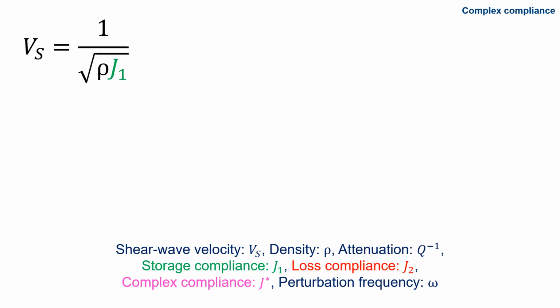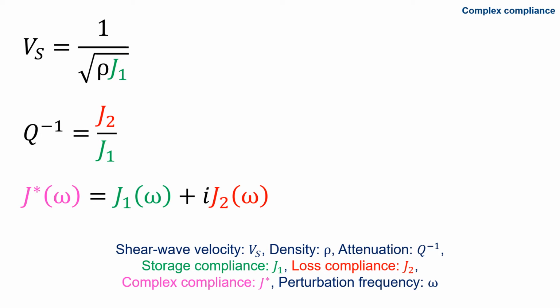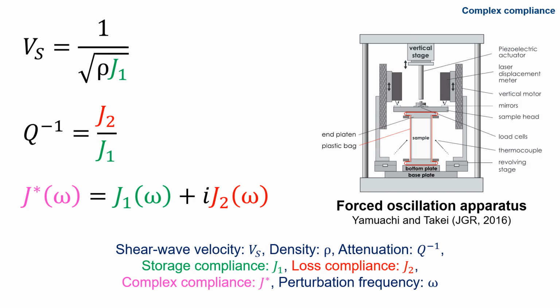In the parameterization of Yamauchi and Takei, shear wave velocity is a function of the mantle's density and a parameter called the storage compliance. Attenuation is the ratio of a parameter called the loss compliance to the storage compliance. These two parameters make up the complex compliance, which is a description of the frequency-dependent stress-strain response of a material. It essentially describes how squishy the material is, and can be measured in the lab using a forced oscillation setup, as shown on the right-hand side.